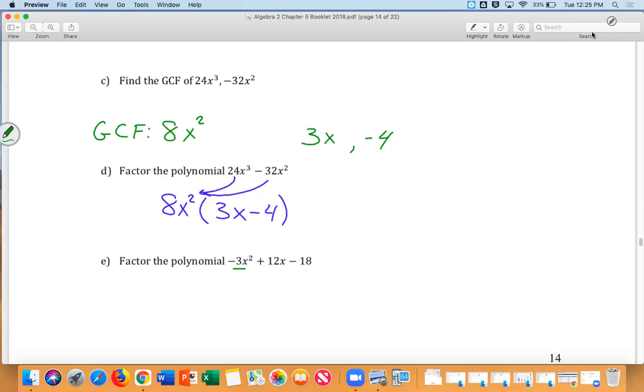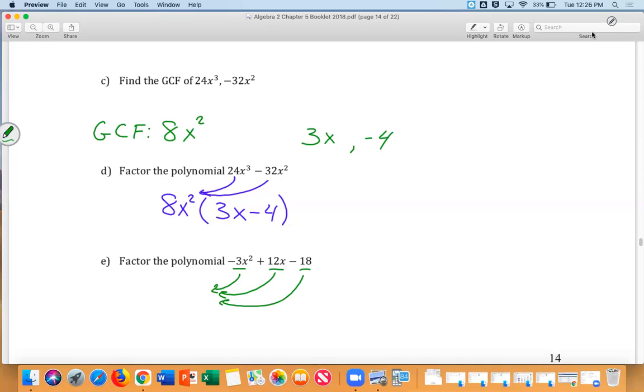What do they all have in common here? What can I take out of all the pieces? Jake? 3. 3. And that's it. Because they don't all share x, right? I have x's here, here, but I don't have anything with 18. So I can't pull out an x from all. But they're all numbers. So does the number go into 3, 12, and 18? Jake said, yeah.